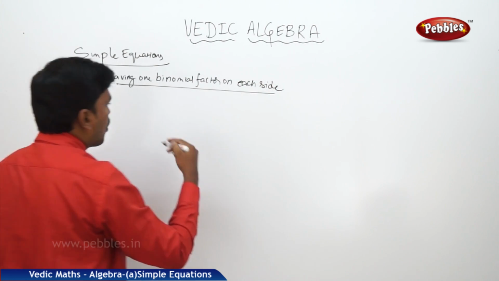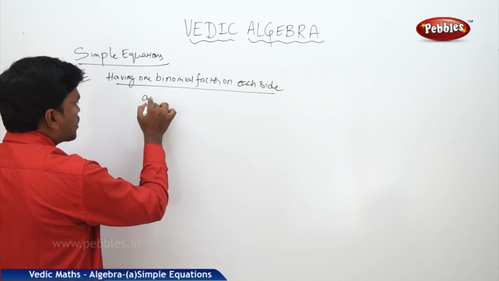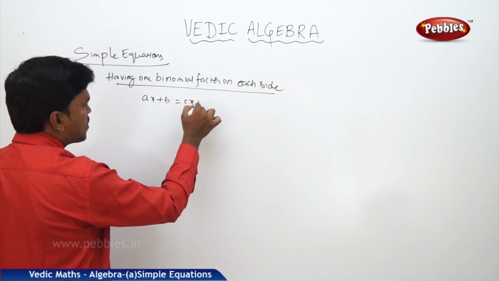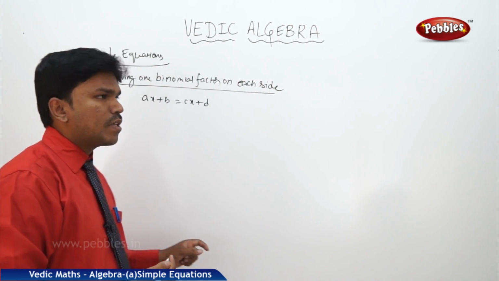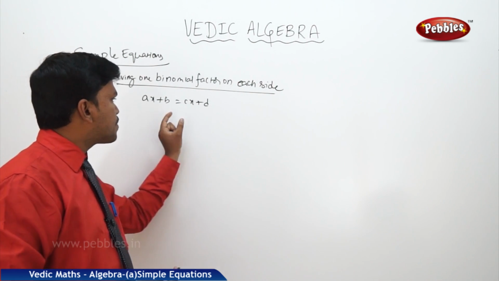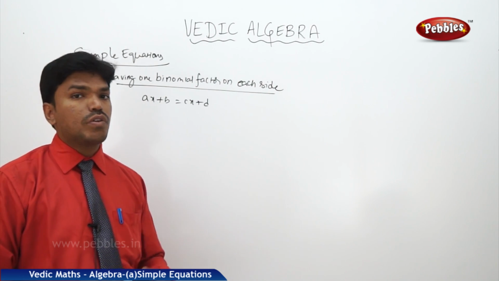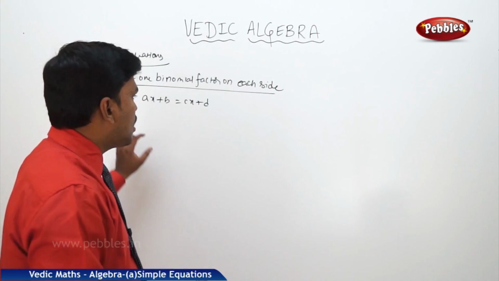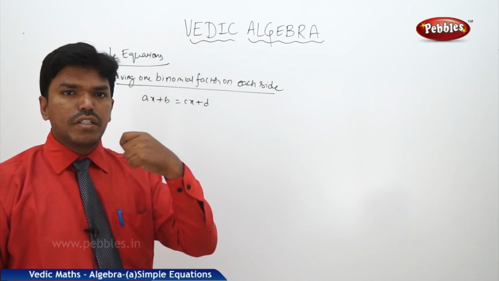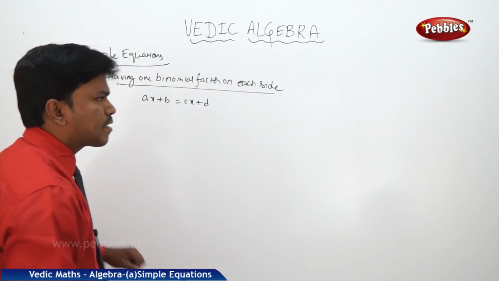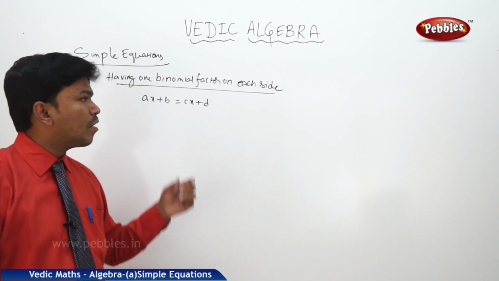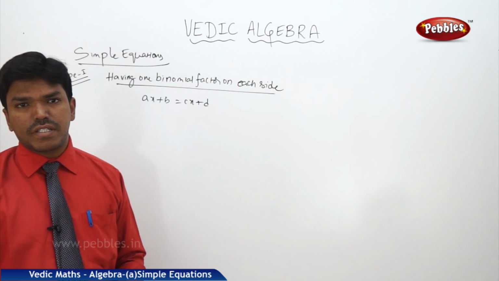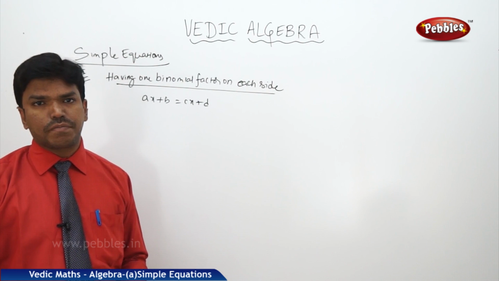Of the form ax plus b equal to cx plus d. Suppose an equation of the form ax plus b equal to cx plus d comes, then how do we find the solution? First of all, let us derive the solution for this value of x. Now let us find the solution of the equation of the form ax plus b equal to cx plus d. Let us first derive the equation.